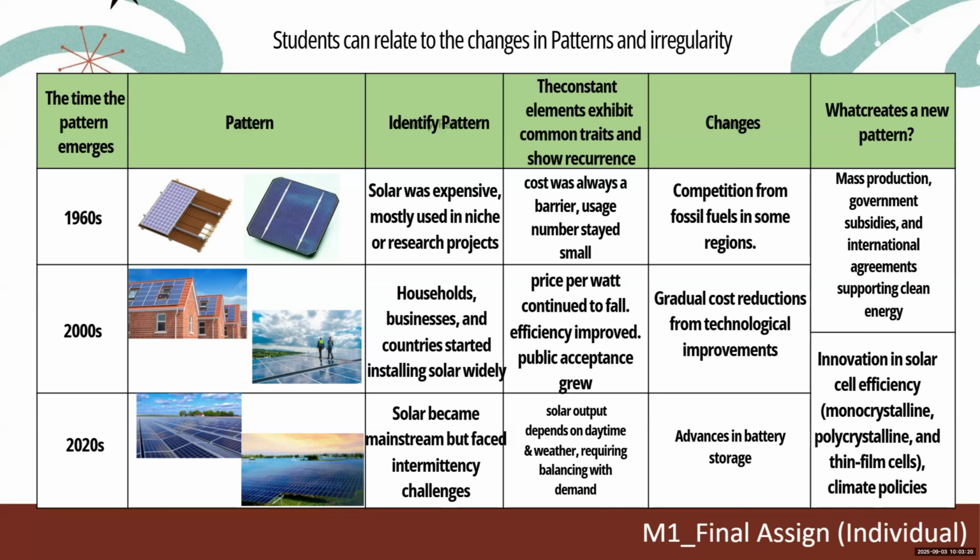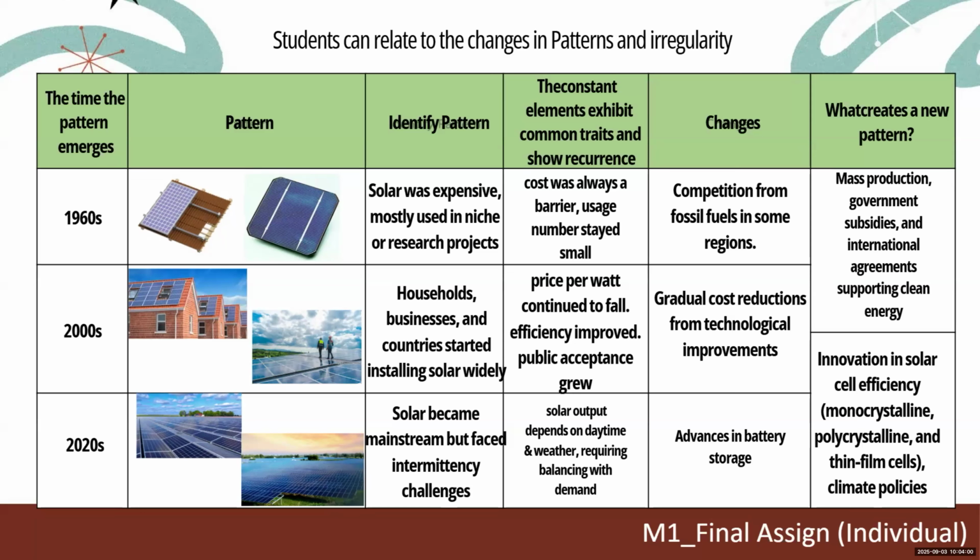Next is around the 2000s, the 20th century, where households, businesses and countries started to install solar panels on their roofs. At this time, the price per watt continued to fall, the efficiency of solar panels improved, and public acceptance grew. The change between the first era of solar panels and this time was mass production of solar panels, government support, and international agreements on supporting clean energy.